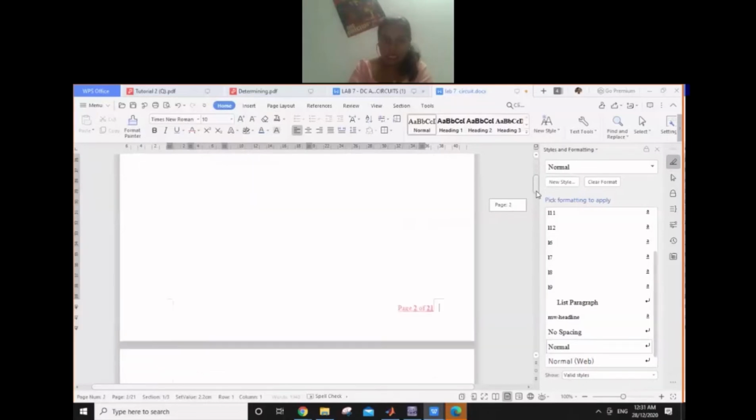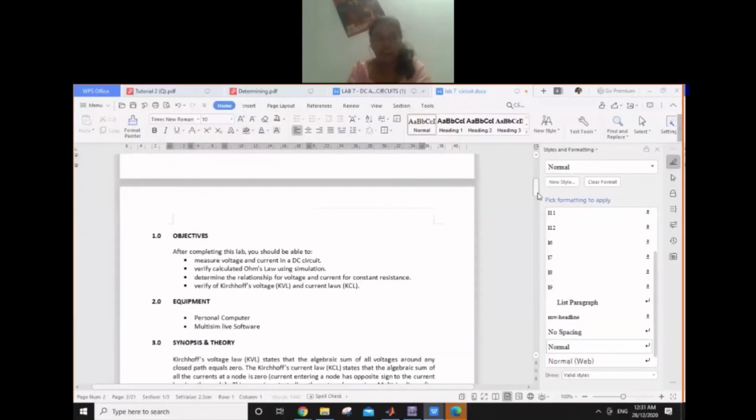Before part one, I can explain about the objective of this lab sheet. Basically, we did this lab sheet to measure the voltage and current in a DC circuit, and also to verify Ohm's law using the simulation. Determine the relationship for voltage and current for constant resistance. By the way, verify Kirchhoff's voltage and current law.